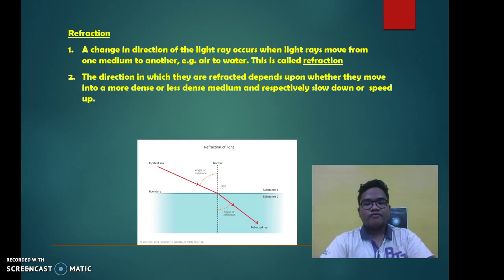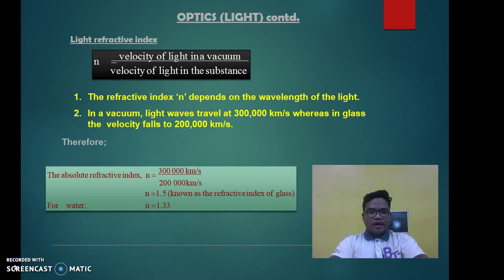This is called refraction. The direction in which they are refracted depends on whether they are moved into a more dense or less dense medium and respectively slow down or speed up. Light refractive index, or n, can be measured by using this formula: velocity of light in the vacuum over velocity of light in the substance. The refractive index n depends on the wavelength of the light.